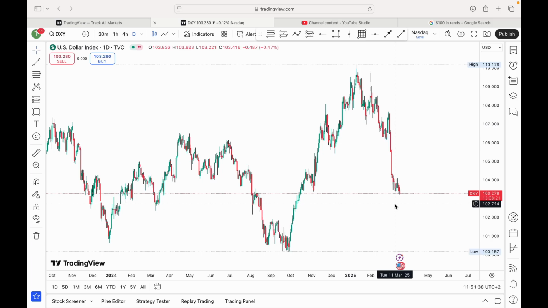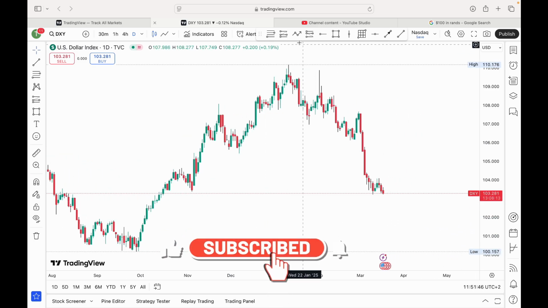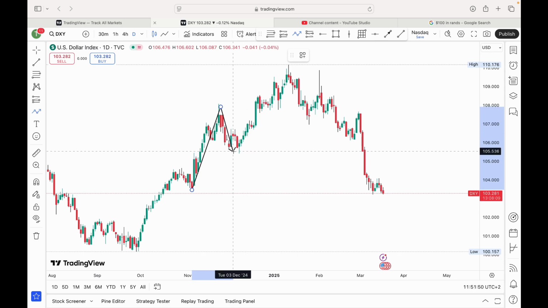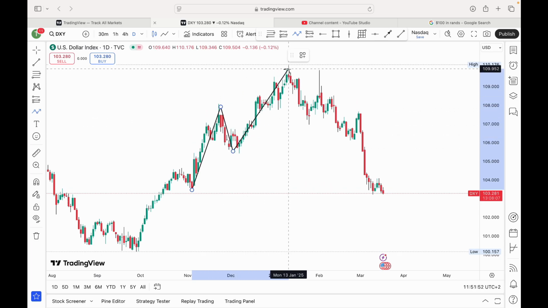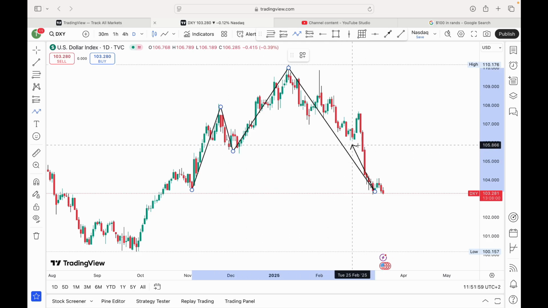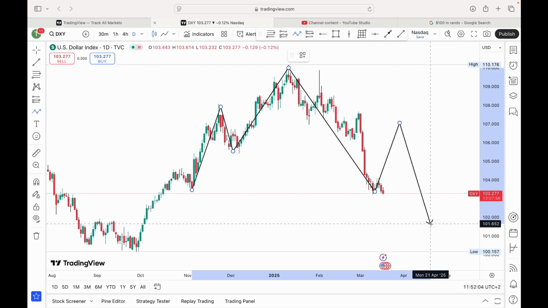So this is the DXY on our daily time frame. Why am I starting on my daily time frame? Simply because I want to see the overall structure of what is happening. So right here, with just me understanding this structure, I can see that we have been creating a series of lower lows and lower highs until we had this big change of character right here. So I can expect price to retrace before even pushing to the downside.